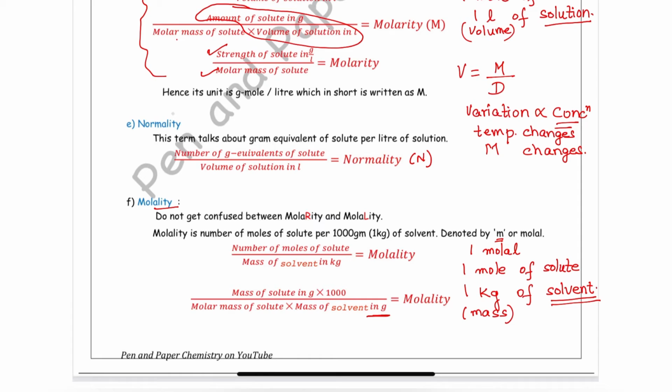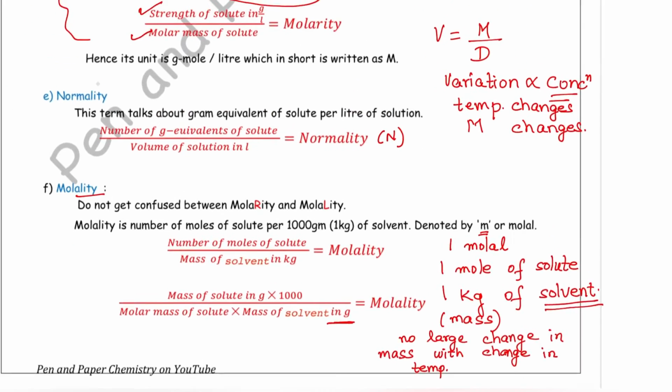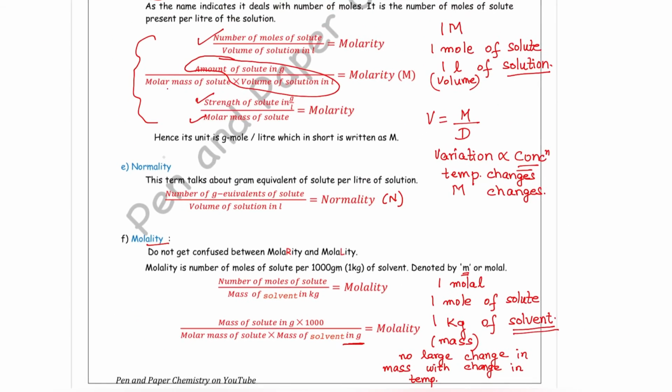But in the case of molality, we are talking about mass. Now, the mass remains unchanged. There is not a very perceptible, no large change in mass with change in temperature. So that is why, when we have to observe certain variables with regard to changes in temperature, or we have to keep the concentration variable constant but do measurements over large temperature changes, then we would prefer molality instead of molarity.